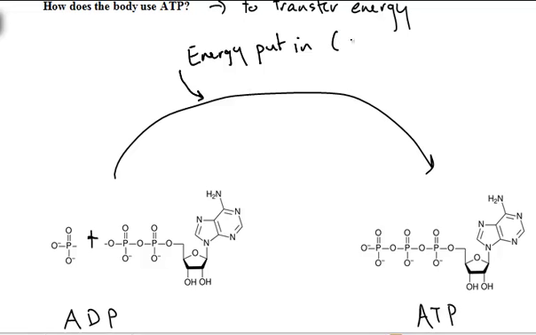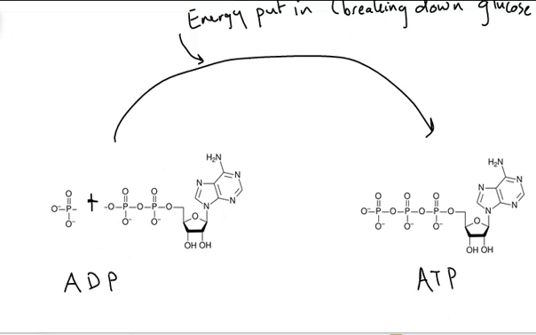Generally, this energy comes from breaking down glucose. As you break down glucose, it releases massive amounts of energy, and you can use it to produce several ATP molecules.